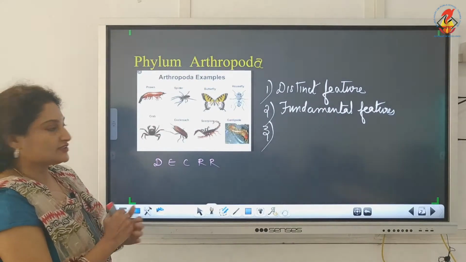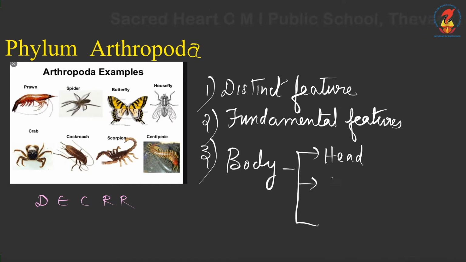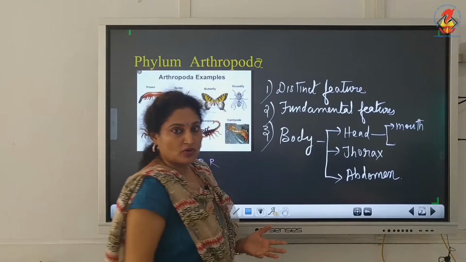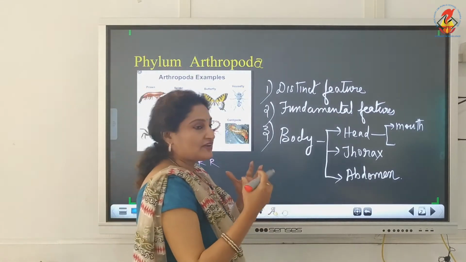Besides the distinct feature, the body is divided into 3 parts. They are head, thorax and abdomen. And this head bears the mouth parts which are specialized for its mode of life. It can be biting mouth part, sucking mouth part, cutting mouth part, or different types of mouth parts.